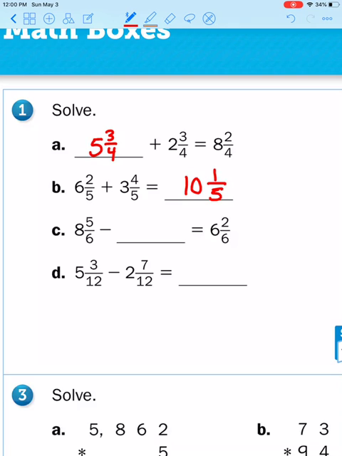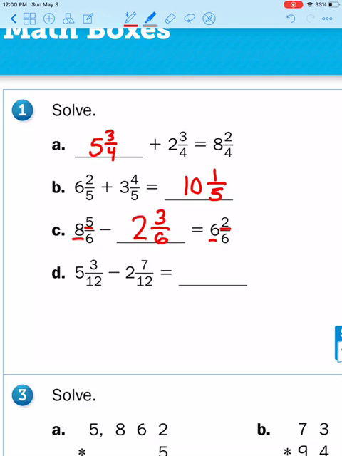Okay, C. 8 5/6 minus unknown value equals 6 2/6. So I would again turn these into improper fractions, or you don't really have to, because if you did 8 minus 2, that would give you 6, and 5 minus 3 would give you 2, and then you keep the same denominator. So sometimes one is easier than the other.